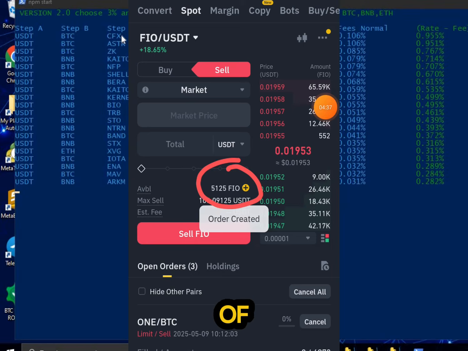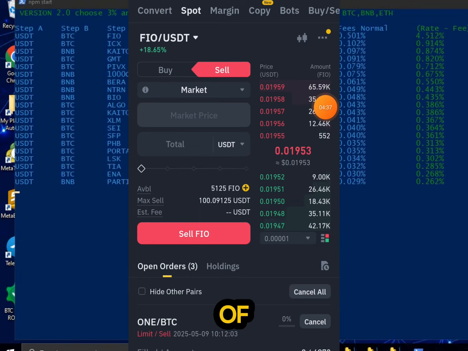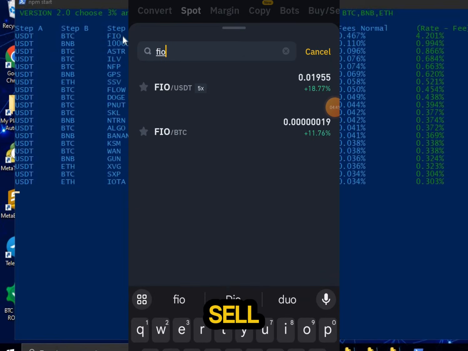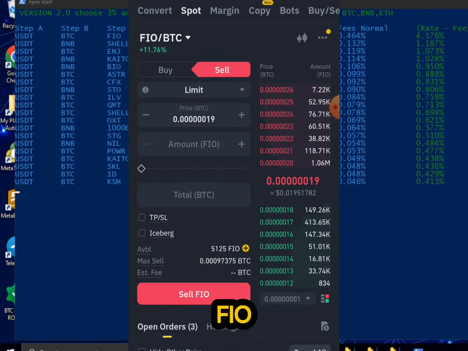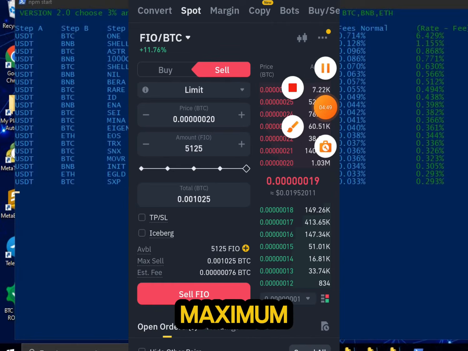Now here are the units of FIO I've been given. That's 5,125 units of FIO token. Now the next side of the triangle will be for me to sell my FIO tokens to BTC. So I'll search for the pairs FIO BTC. Now for this trade, I'll be using a limit order for maximum profit.